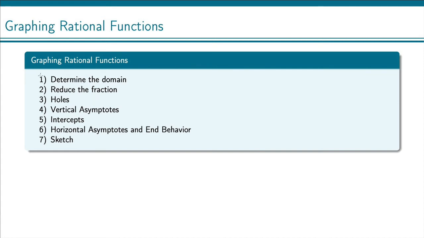Okay. Now those two are the most important to get done first. These next four don't really matter what order we put them in. We could find intercepts and then holes and then horizontal asymptotes and then vertical asymptotes. Doesn't really matter, but those need to happen after we've reduced the fraction and we know our domain. And then finally, after we've done all of that, we're ready to sketch.